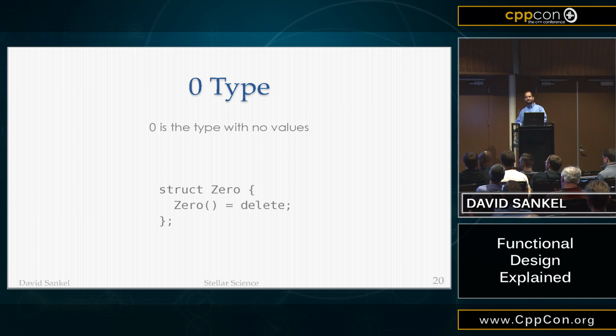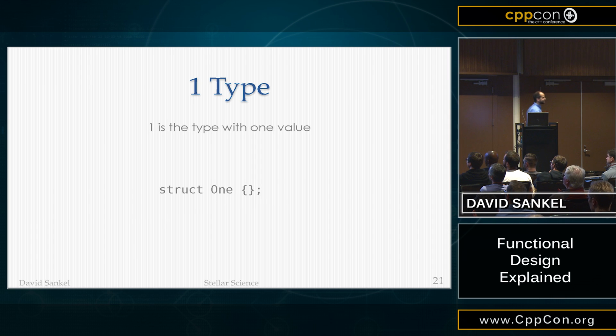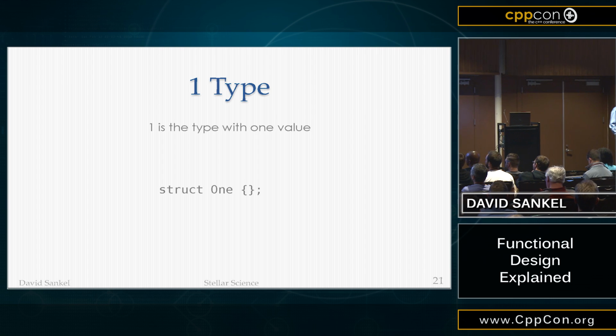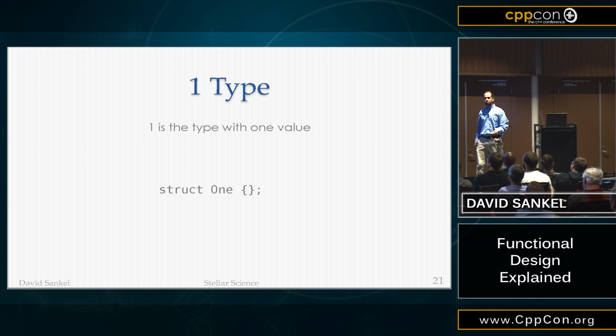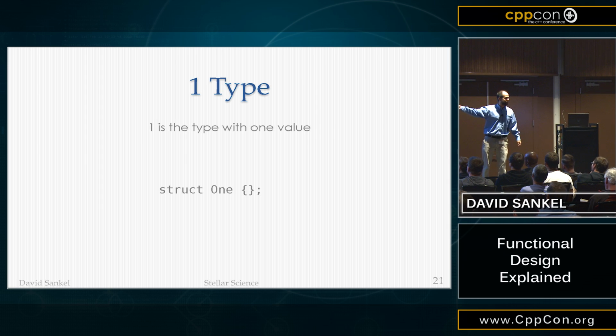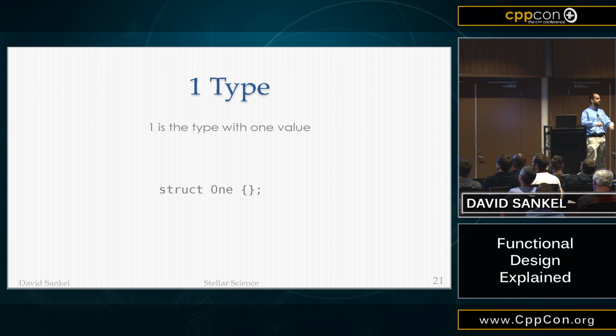So can you guess how many instances the 1 type has? 1. And here's how you implement the 1 type in C++. You just make any class or struct with no members. You can make an instance of this. How many different instances are there of this? 1, right? So that's the 1 type. Those are our base two things there. Now we have operations to put our different types together.